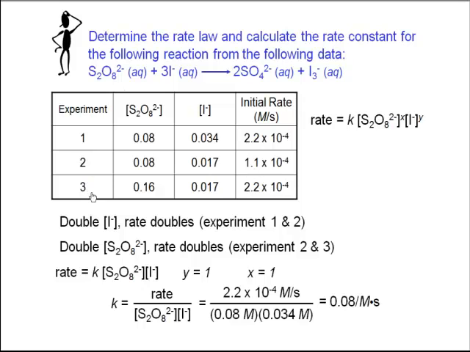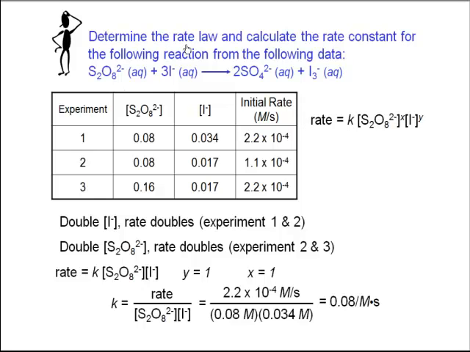And when the experiment was carried out the third time, the initial concentration of persulfate ion was double as compared to earlier. So it is 0.16 right now, double of 0.08. Whereas the concentration of iodide ions is kept the same as the second experiment, that is at 0.017 moles per liter. The initial rate of the experiment in this case is found to be double of that in experiment number 2. Now we need to determine the order of the reaction.